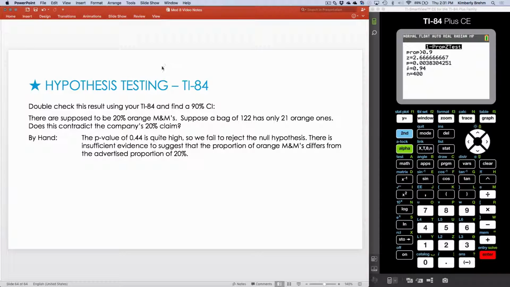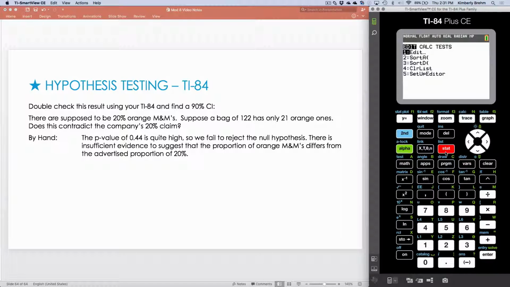I would like for you to now check your results using the TI-84 if you have one for the M&M example that we did where we found a p-value of 0.44. So see if you can plug in the correct values into your 1 proportion z-test to find the solution. Again, to do this, I'm going to go to Stat and Test and 5. In this case, I'm expecting 0.2. I'm expecting 20%. I found 21 of 122. And my alternative here was not equal to. So again, I can go to Calculate, and it's going to give me my p-value of 0.44.